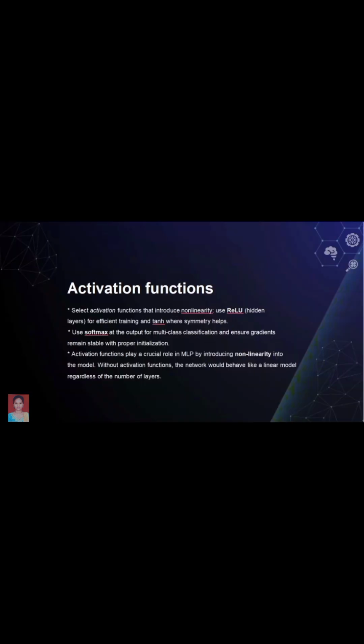Activation function in MLP. Activation functions play a very important role in multi-layer perceptron because they introduce non-linearity into the network. Without activation functions, even if we use multiple layers, the entire neural network would behave like a simple linear model that would not be able to solve complex problems. Therefore, activation functions are essential for enabling the network to learn and represent non-linear relationships in data. In hidden layers, one of the most commonly used activation functions is the rectified linear unit. It is defined as output equals 0 for negative inputs and equal to the input for positive values.